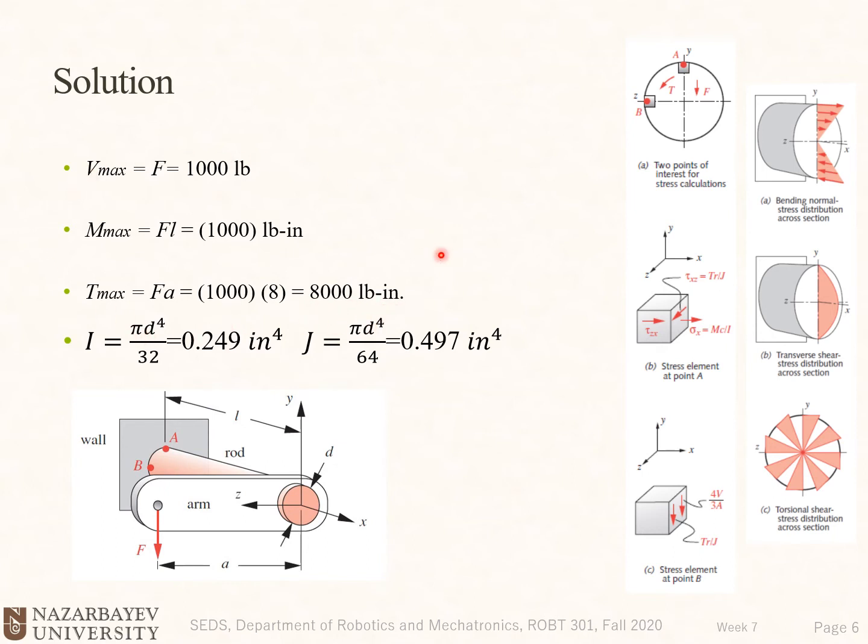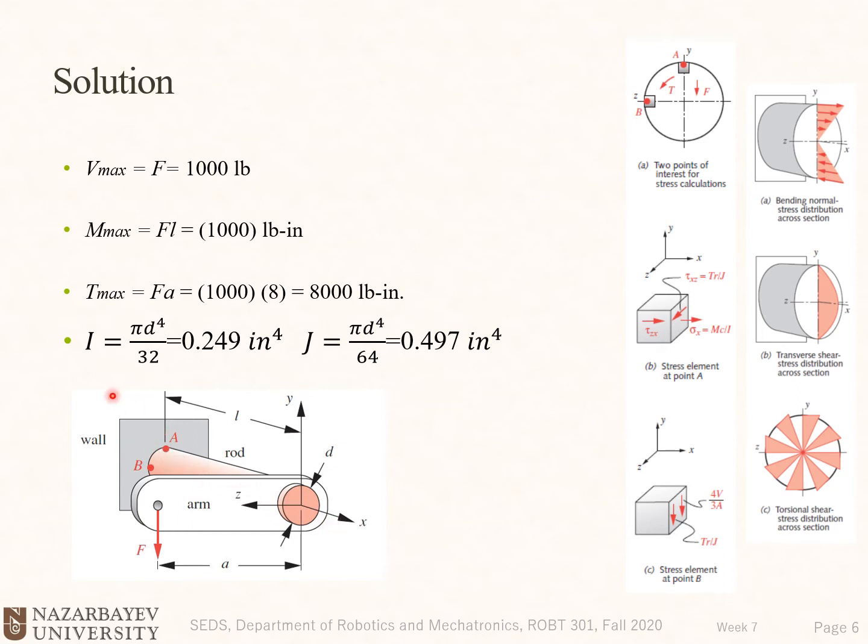So we have done our force analysis, and we know what our forces and moments are. And now it's time to calculate our applied stresses. Before going to the applied stresses, we could find the second moment of inertia and polar moment of inertia for the beam.